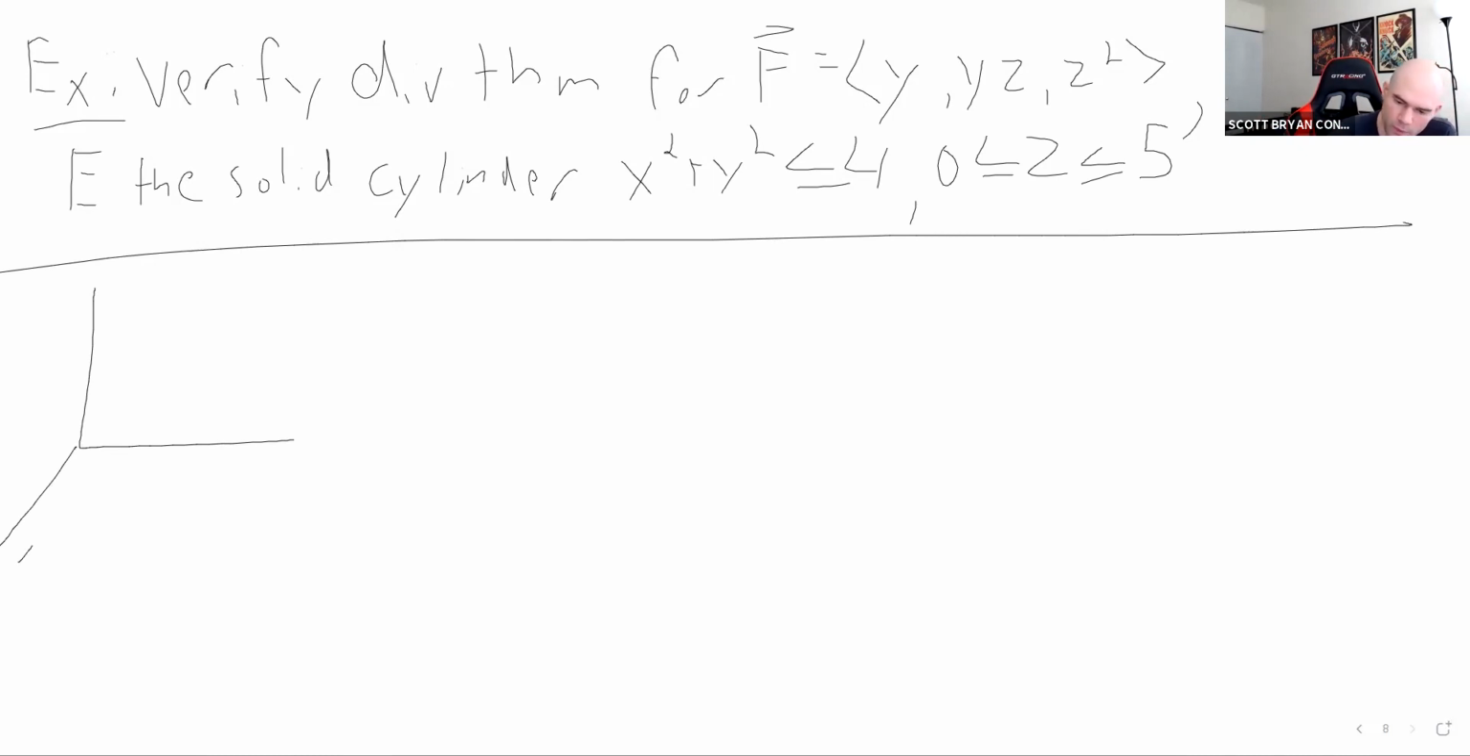Okay, so when it says verify in an integration theorem, it means do both integrals and show that you get the same thing. So E is the solid, three-dimensional region. It's x squared plus y squared less than or equal to 4, so it's the region inside the cylinder x squared plus y squared equals 4. That's a cylinder of radius 2, centered on the z-axis, and z goes from 0 to 5.